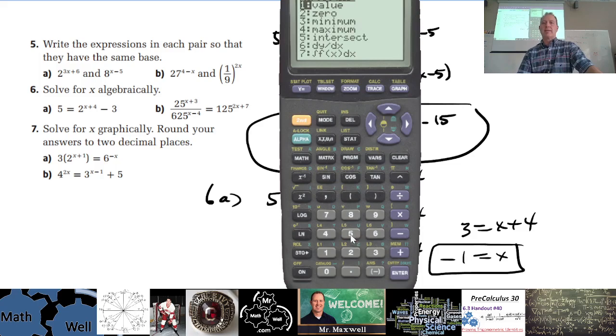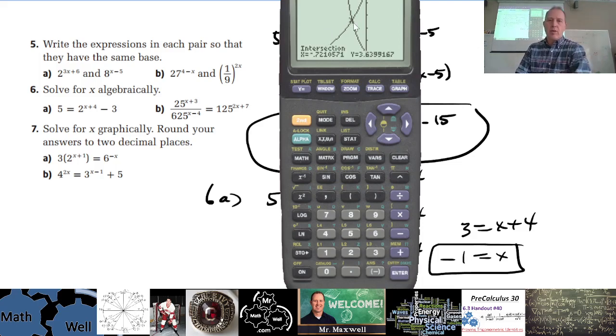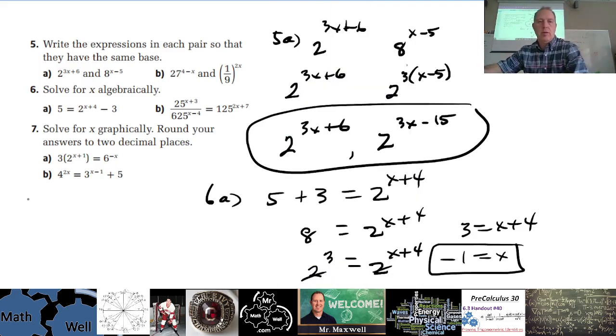And so to solve this, you do second function trace, which is the calculate menu. 5 is intersect. It'll ask for the first curve. Yes. Second curve. Yes, that's the other one. Guess, please. We only have one intersection point, so it should identify the only one on the screen. So solve for x graphically. Here's the intersection point. This intersection point is not the answer. Please do not write this whole point as the answer. The answer is just the x value, guys. So the x value to the nearest 2 decimal places, negative 0.72. So x equals negative 0.72.